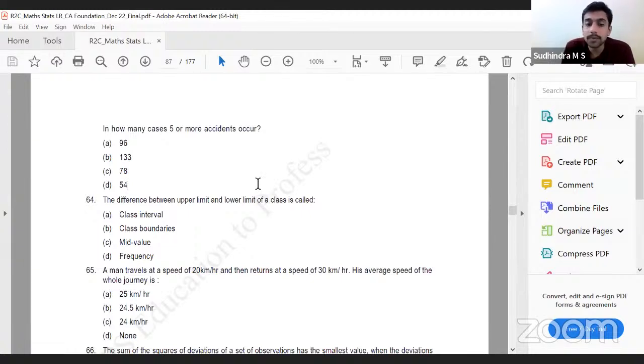A man travels at a speed of 20 kilometers per hour and then returns at a speed of 30 kilometers per hour, average speed. No. If we write 25, we get minus 0.25.